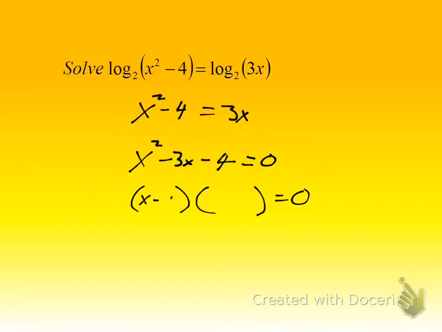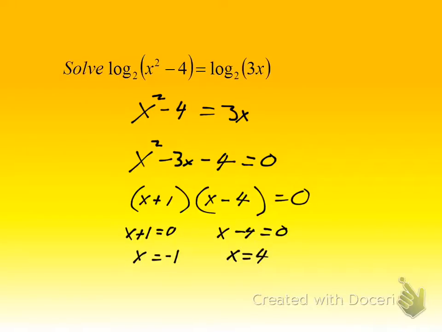Multiplies to your last term, adds to your middle term. Just like if you would FOIL these back out, that's what they have to go to. The last one has to multiply, the middle two have to add up. So x plus 1, x minus 4. From here, split them off: x equals negative 1, x equals 4.